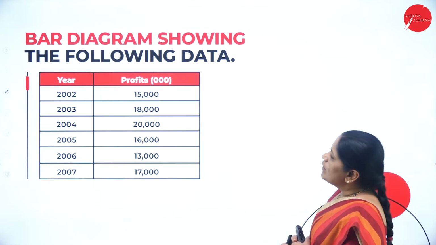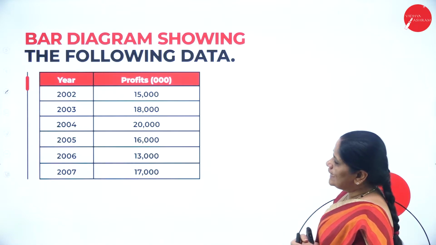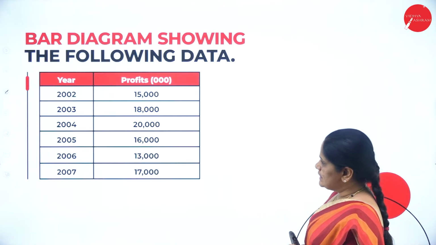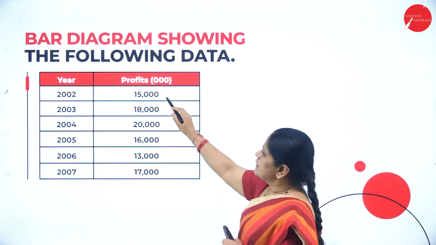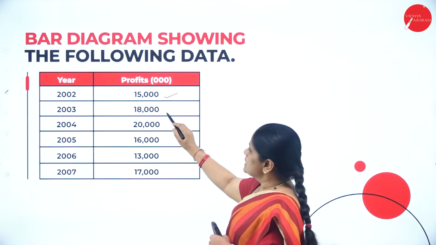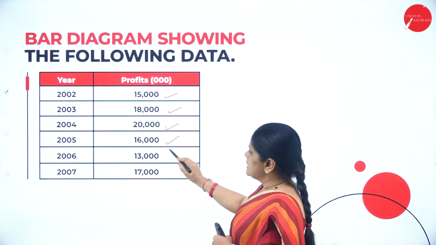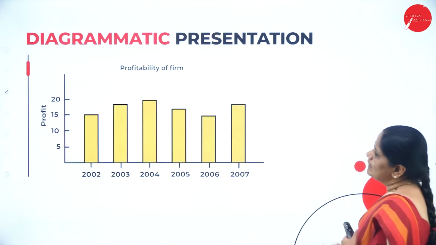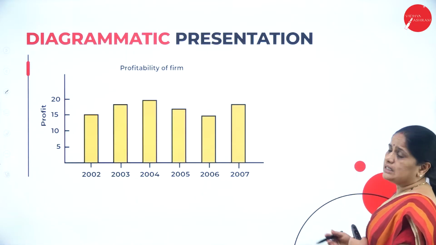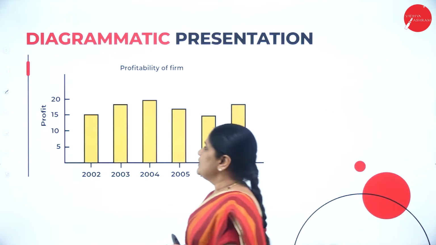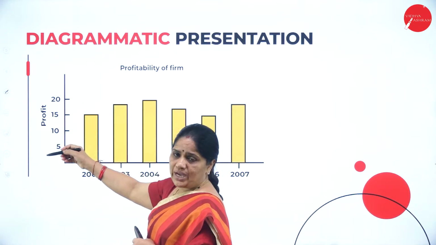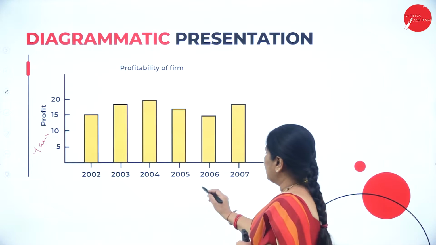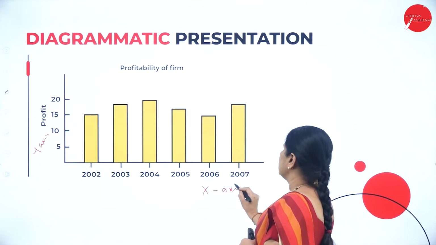Then next, we have a bar diagram showing the following data. They have given us the years 2002, 2003, 4, 5 and 6 and the profits. In the year 2002, the profit is 15,000, then 18,000, 20,000, 16,000, 13,000, 17,000. In the next slide, we will see how they have plotted it in a bar diagram. We have the profits on one side, that is the y-axis, where the profits are mentioned, and on the x-axis, we have the years.